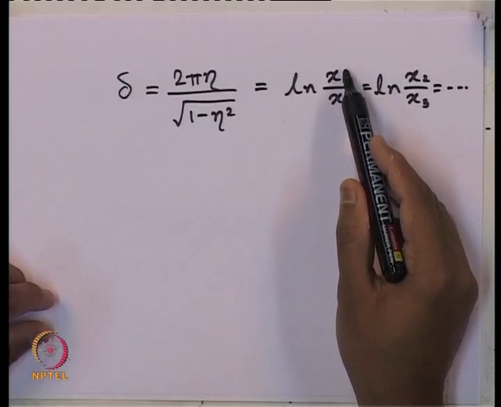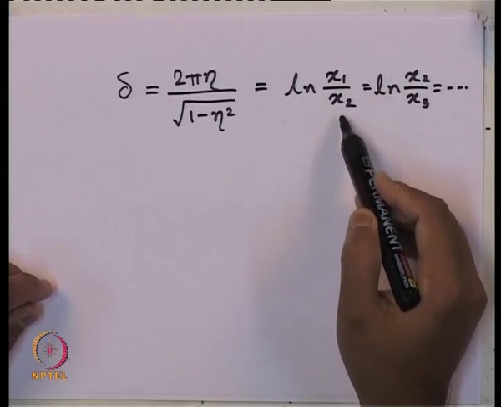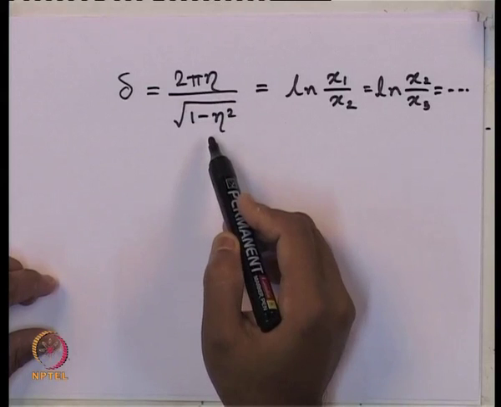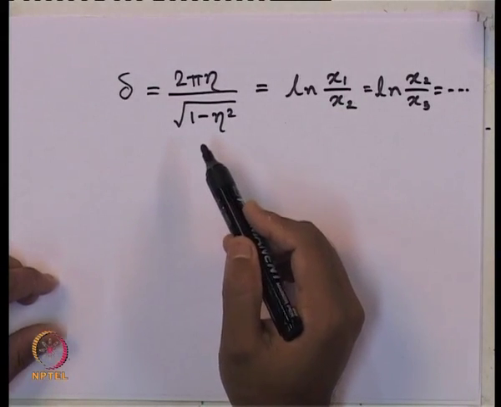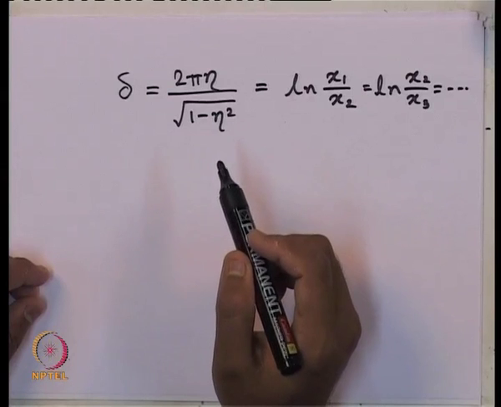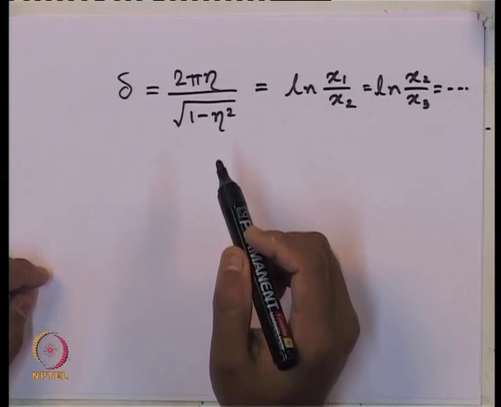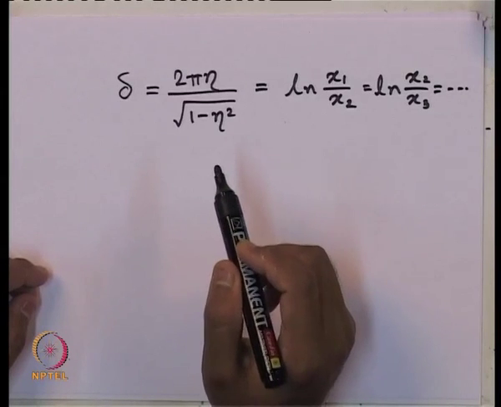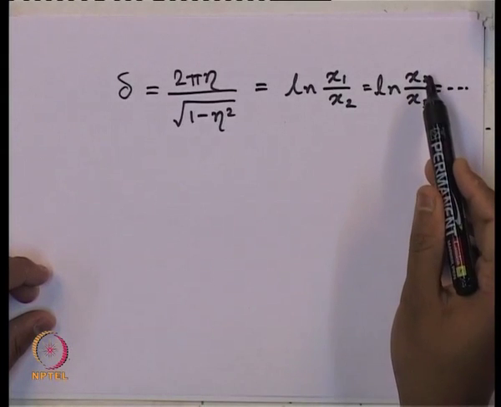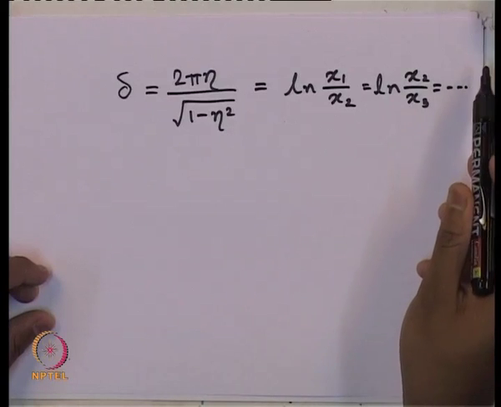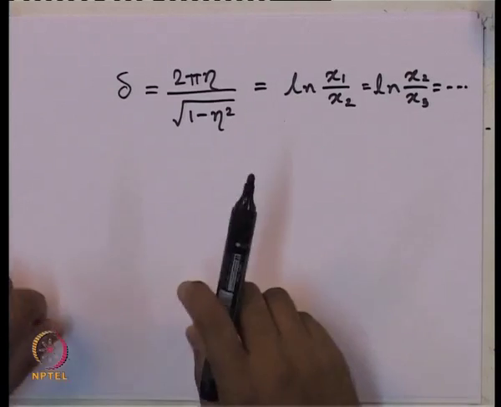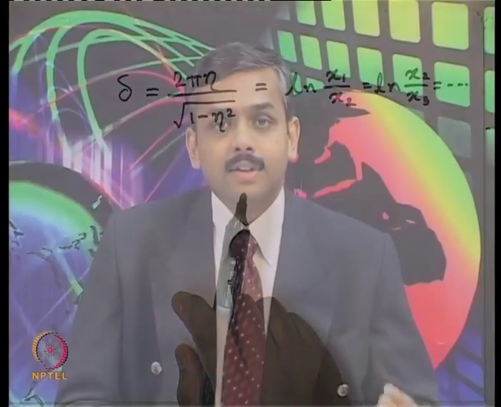So, we can measure x 1 and x 2 easily, put the values in this expression, and on this side the only unknown parameter is eta. So, we can solve for eta and get the damping ratio of the system. This is a conventional way to find out the damping ratio of any system in the laboratory using the free vibration technique, and it can be any other 2 successive displacements also: second cycle, third cycle, or third cycle, fourth cycle.